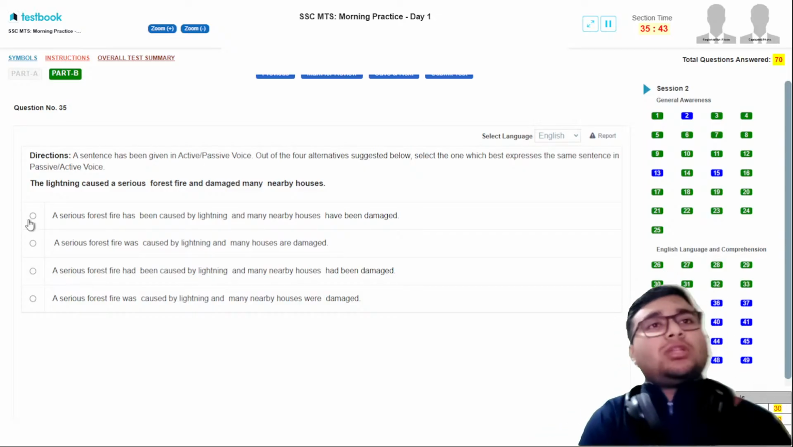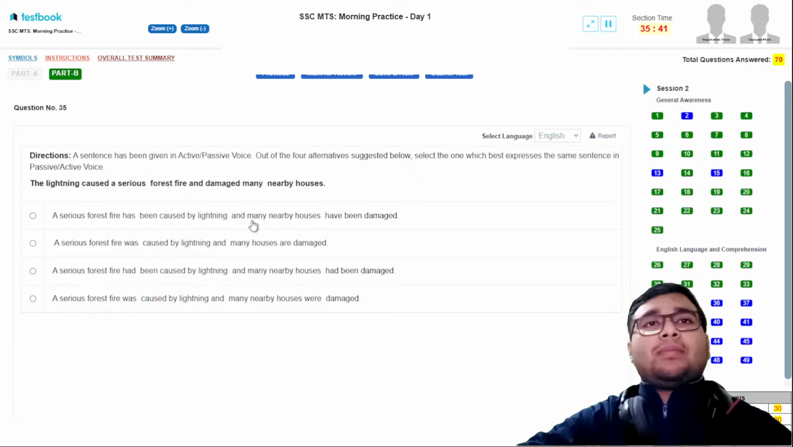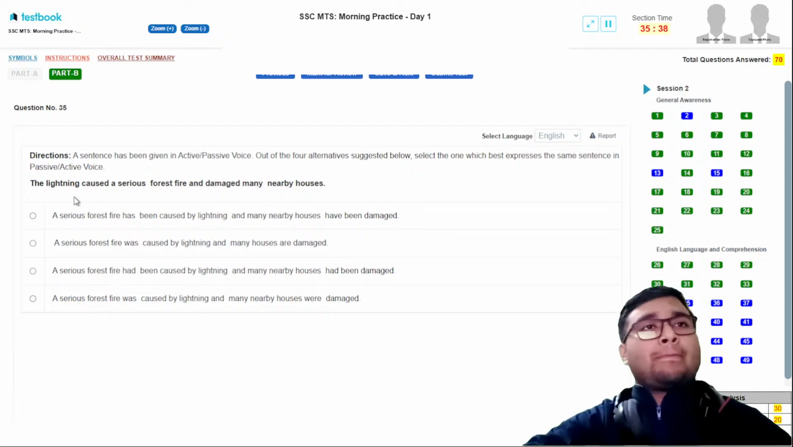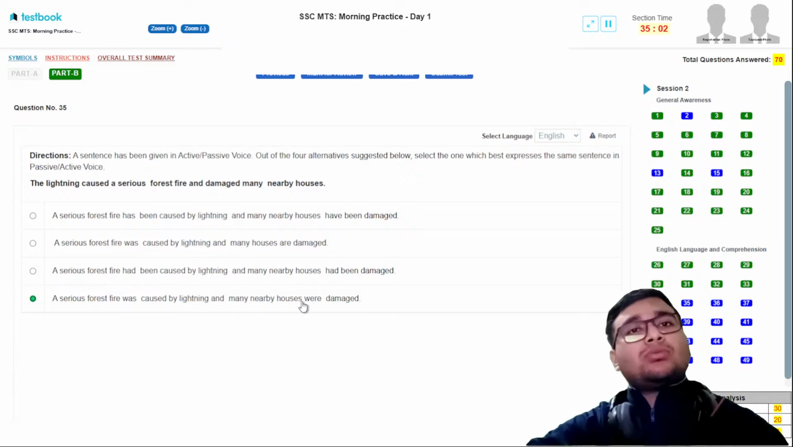The lightning caused a serious forest fire and damaged many trees nearby. Many nearby houses. Okay, what is to be done? Active passive voice. A serious forest fire was caused by the lightning, and many nearby houses were damaged.